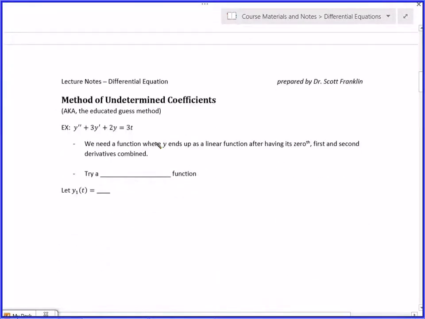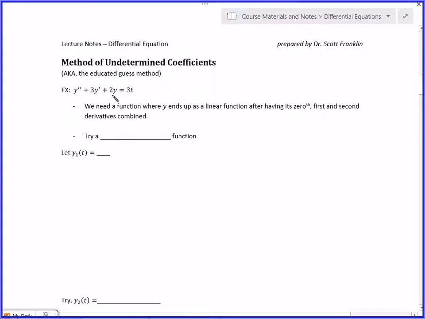All right, the educated guess method. So here's the y double prime plus 3y prime plus 2y. If it were equal to 0, you know how to solve it. So you know the first step of a second order linear with constant coefficients problem already. But now let's try to find y sub p. Let's just focus on that step of the process.